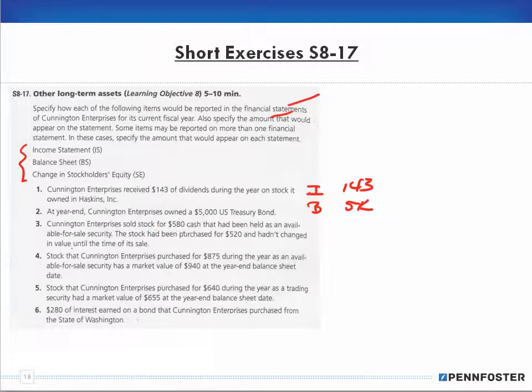Cunningham sold stock for $580 cash that had been held as an available for sale security. The stock had been purchased for $520 and hadn't changed in value until the time of its sale. So if it was purchased at $520 and they're selling it for $580, there is a gain on the sale of that security of $60, and that gain is reported on the income statement for $60.